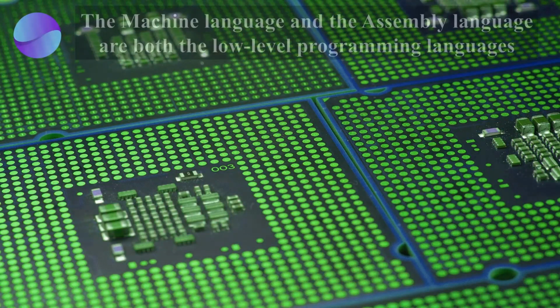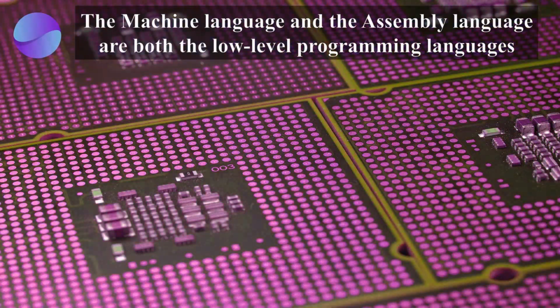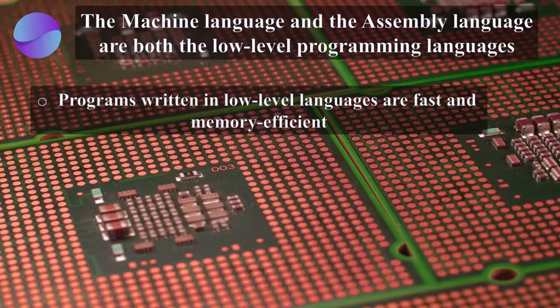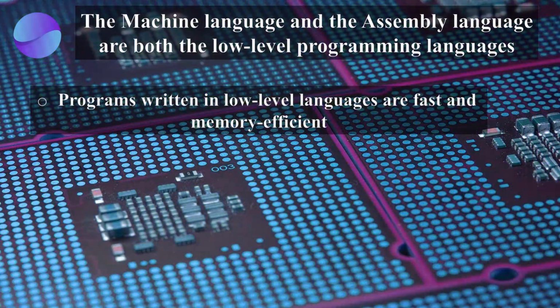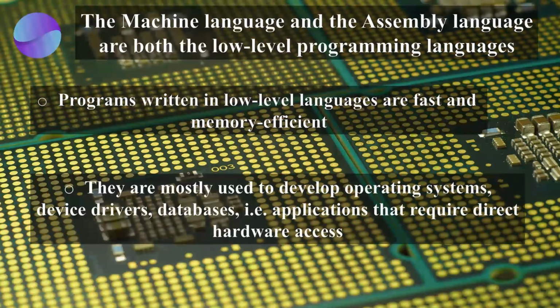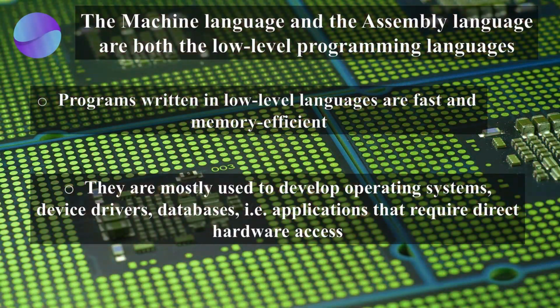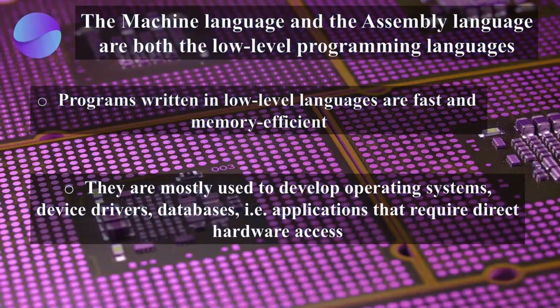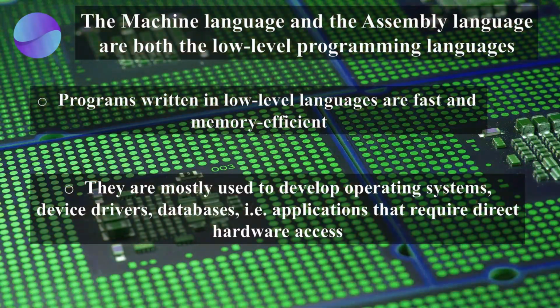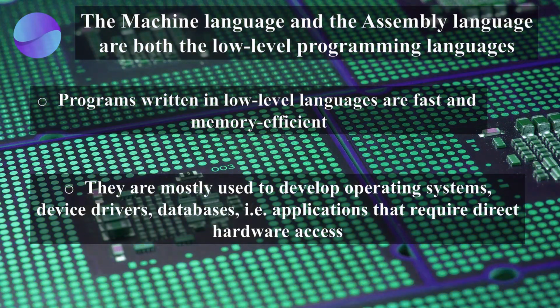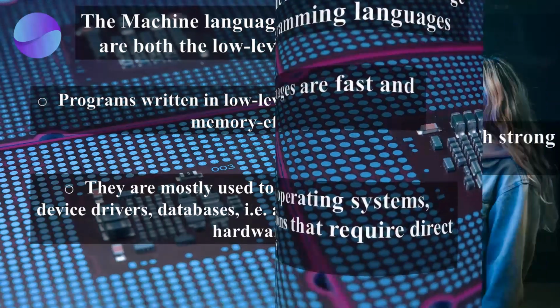So these two, the machine language and the assembly language together, are considered to be the low-level languages. Programs written in low-level languages are fast and memory efficient. They are mostly used to develop operating systems, device drivers, databases, and applications that require direct hardware access. Okay, now that we know something about low-level languages, let's discuss what are high-level languages.